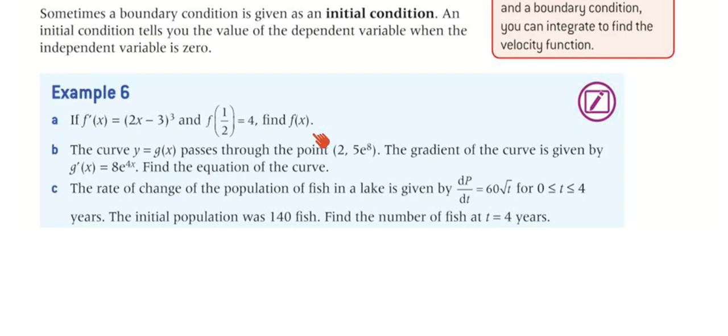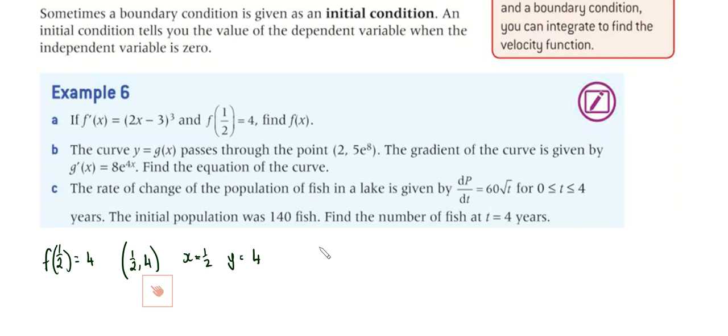Just remind me, what does f of a half equals 4 mean? Yeah, good. So f of a half equals 4 can be said: we've got a coordinate (a half, 4), or when x equals a half, y equals 4. So that's important that you understand what that means.